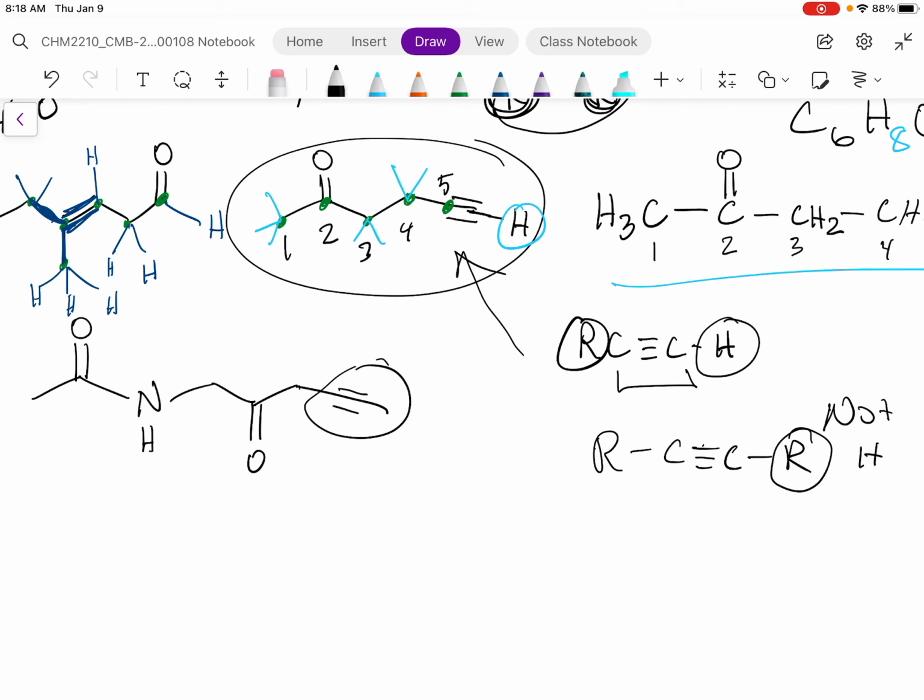And that's what we have right here. Because what do we have that's not really shown, not explicitly shown? We have a CH3 right there. That's what that line right here represents. It represents a carbon. Carbon, carbon, carbon.